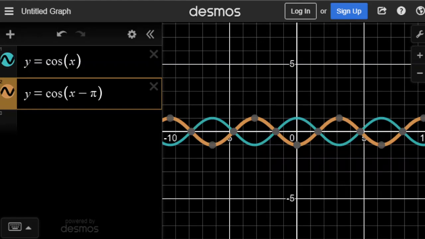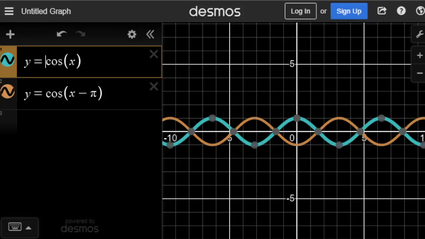This is an identity in trigonometry that we should be familiar with, but if you aren't, I can establish it pretty quickly looking at the graph. Taking sine or cosine and shifting it by exactly pi is the same thing as taking the negative of the original function. So if I take my original function here and I just put a negative in front and hit the right key, come on.